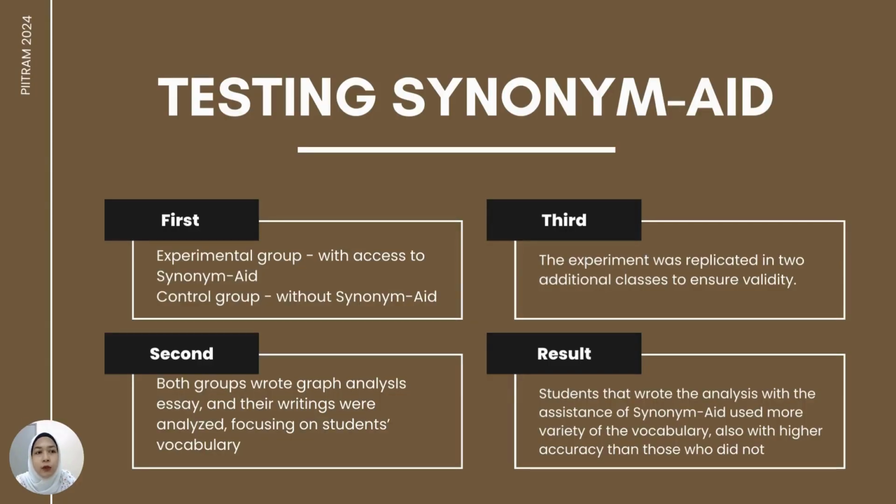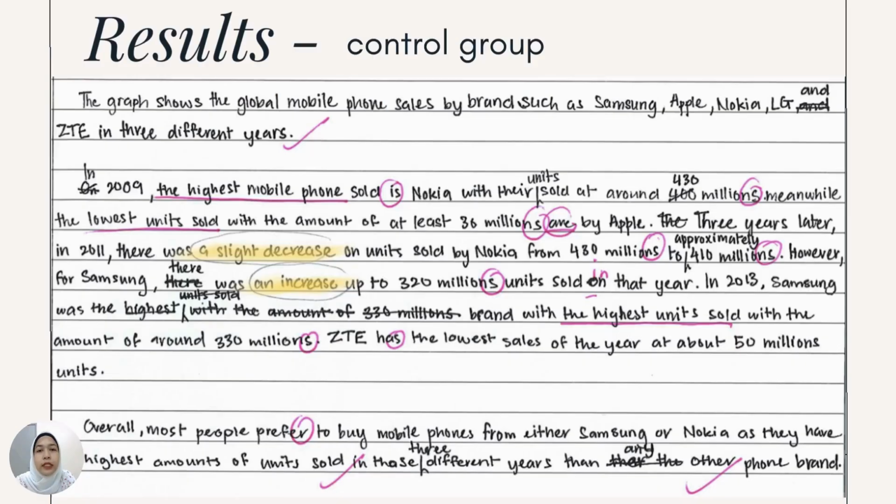We asked our teachers to use Synonym-Aid in their class. The teacher divided the students into two groups. One is the experimental group with access to Synonym-Aid, and another is the control group without access. We analyzed the students' writings, focusing on the students' vocabulary, and we found out that the students who used Synonym-Aid used more varieties of vocabulary with higher accuracy compared to those who did not. The experiment was replicated in two additional classes to ensure validity.